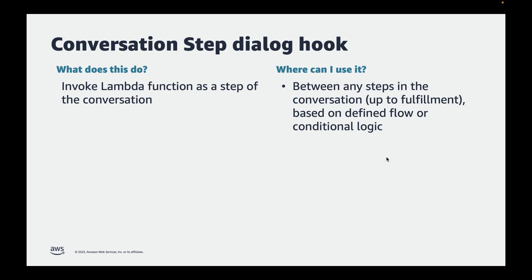So here is our next type of code hook. It's our conversational step dialogue hook. And it invokes a Lambda as a step in the conversation. And it can be used between any steps in the conversation, up to fulfillment, where we already had our fulfillment code hook that went out to our Lambda based on a defined flow or conditional logic.